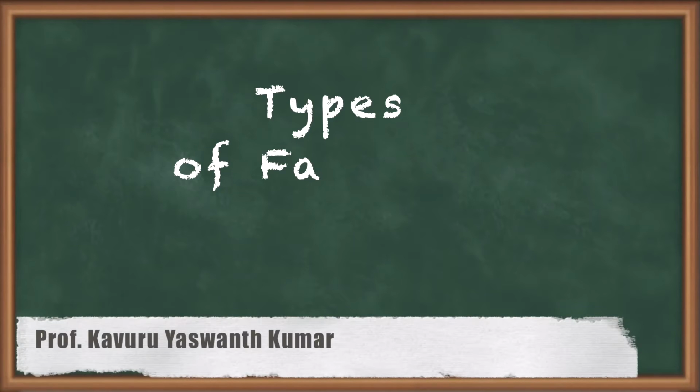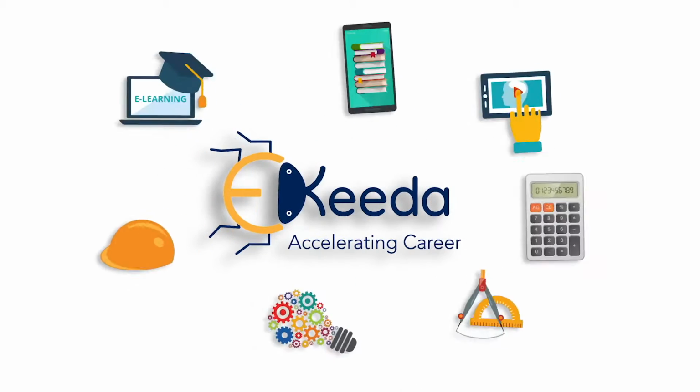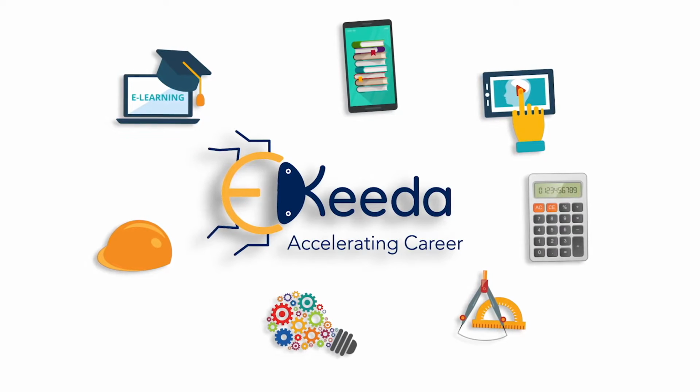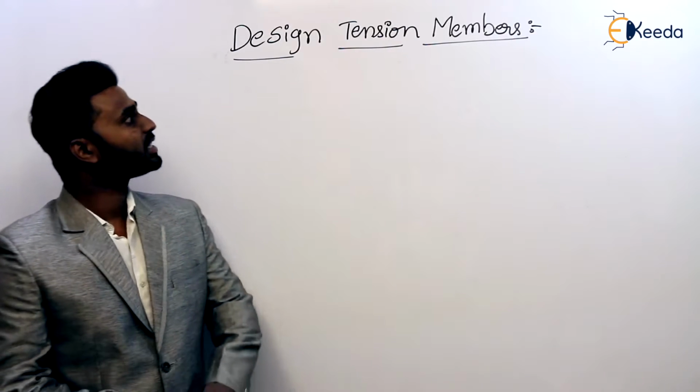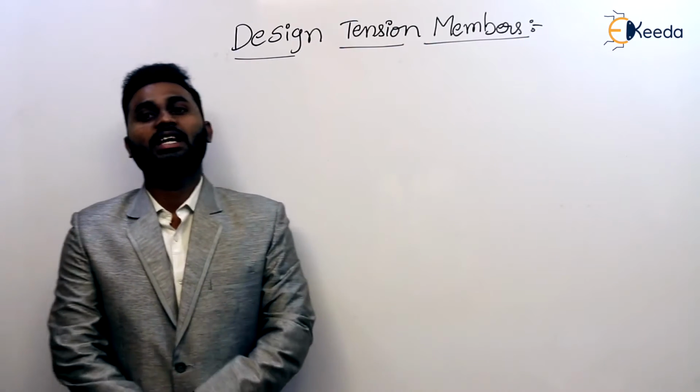So after that, before going into the design of anything, we have to first analyze the types of failure. Yes or no? So if we consider bolted connection or welded connection, first we have analyzed the failures and then we have gone for the design. Okay, so the next topic is design of tension members.